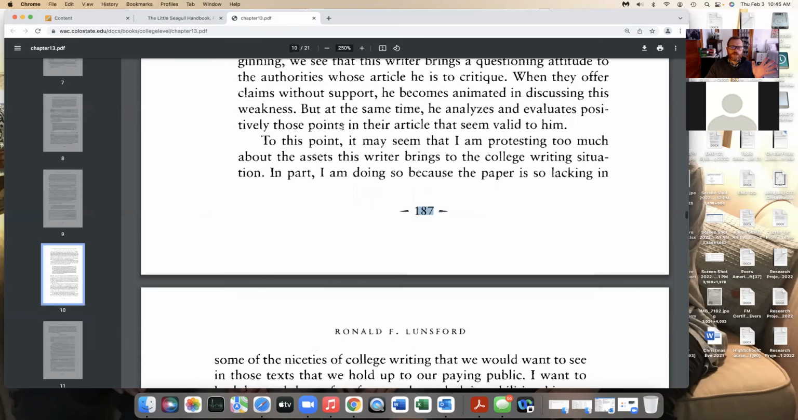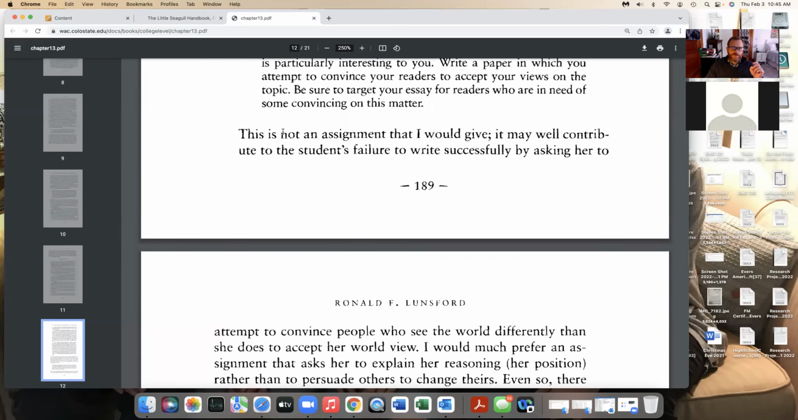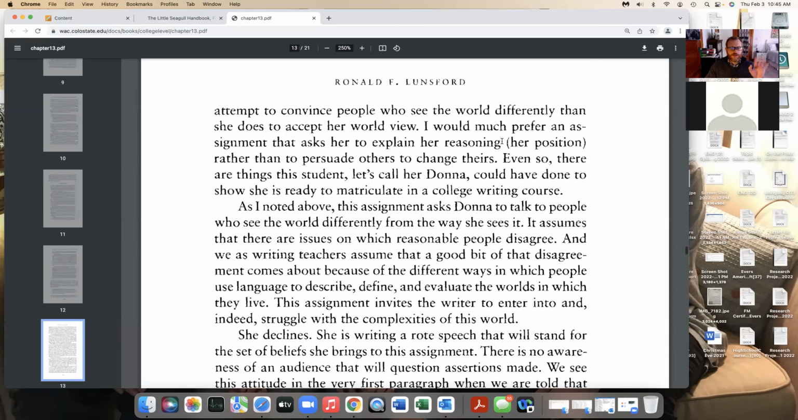So look at this essay where he analyzes this argument essay, The Right to Pray, and then breaks it down and says, what is wrong with it? Keep note, he says this is not an assignment I would give. So it's an example from somewhere else. So he breaks it down and talks about why this is not good college level writing. So that's an important thing for us to consider.